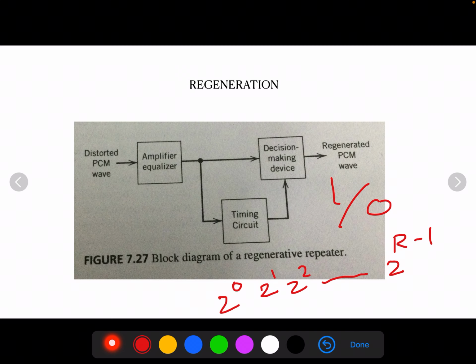So, this is all about the PCM generation at the transmitter side, how it operates at the channel, and how it operates at the receiver side.